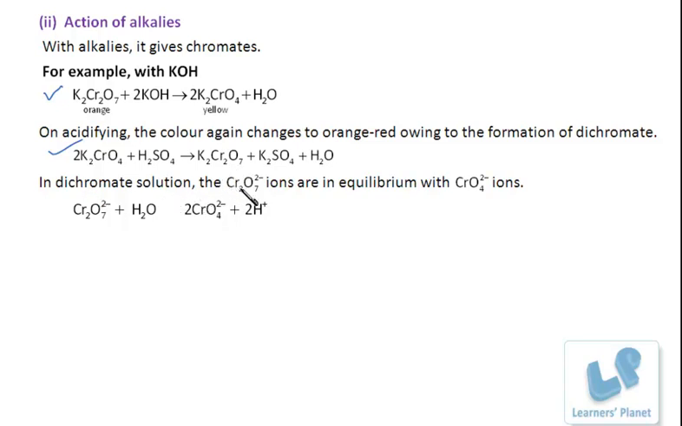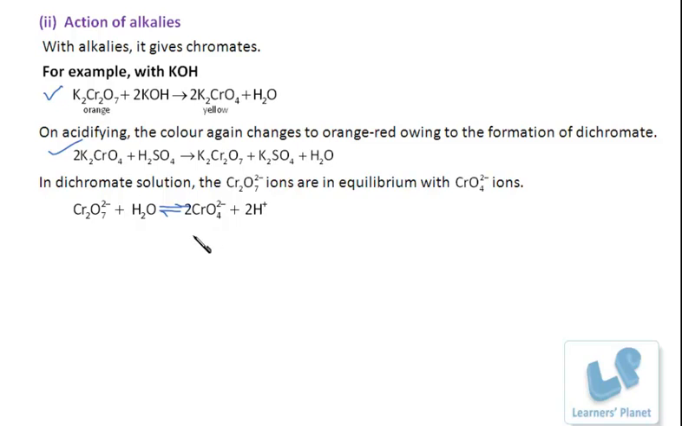In dichromate solution, the dichromate ions are in equilibrium with chromate ions. Do remember this, students, this is very important. If the H ion concentration is increased, there will be formation of dichromate, and if the H ion concentration is decreased, there will be formation of chromate.